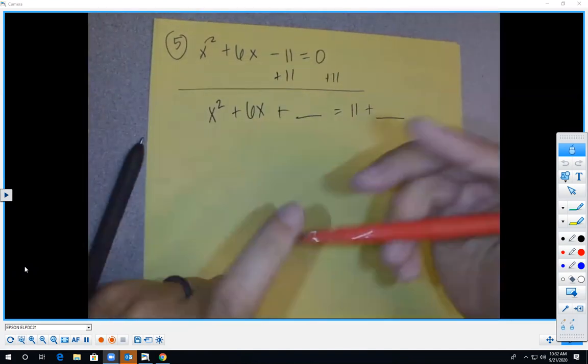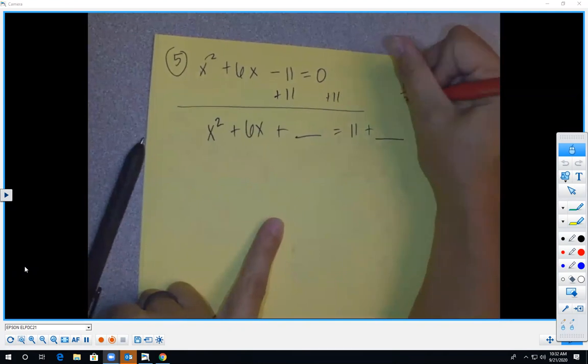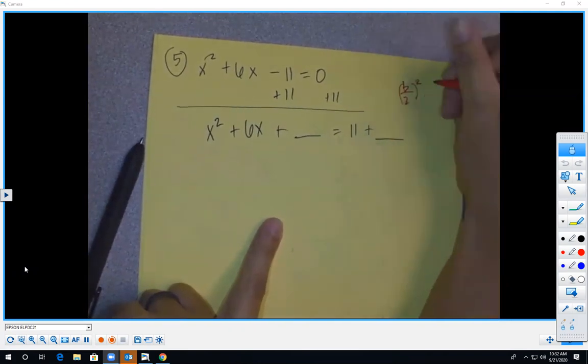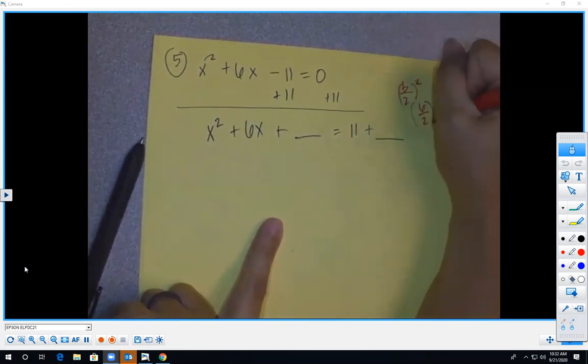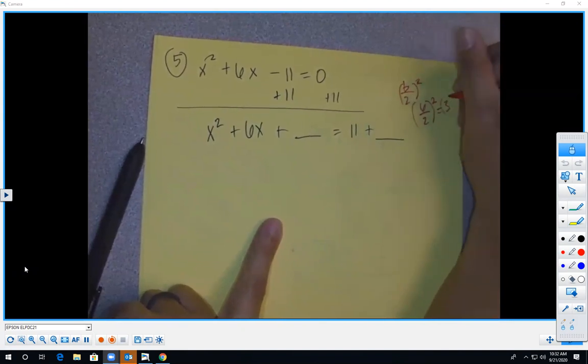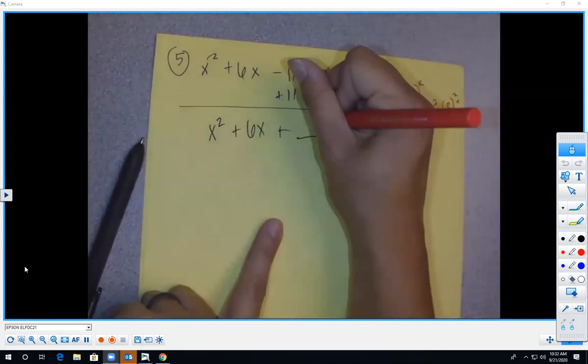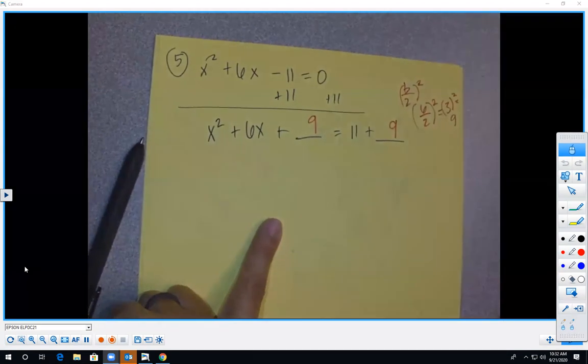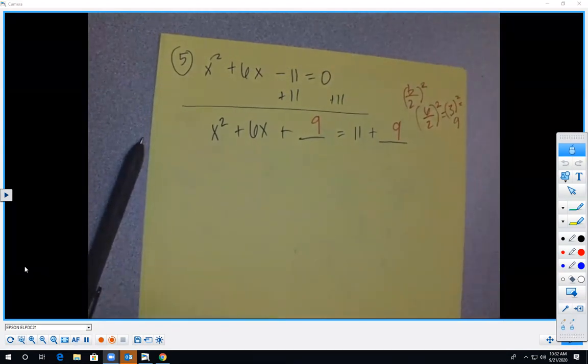Okay, so when you do this, you do b divided by 2 squared. My b value in this case is 6. 6 divided by 2 is 3, and 3 squared is 9. So 9 is the number you add to both sides. Everybody got that?